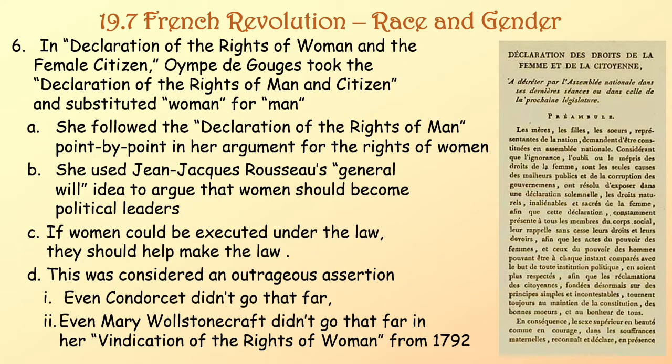In Declaration of the Rights of Woman and the Female Citizen, Olympe de Gouges took the Declaration of the Rights of Man and Citizen and substituted woman for man. She followed the Declaration of the Rights of Man point by point in her argument for the rights of women. And she used Jean-Jacques Rousseau's general will idea to argue that women should become political leaders. If women could be executed under the law, they should help make the law. And this was considered an outrageous assertion. Even Condorcet didn't go that far. Even Mary Wollstonecraft didn't go that far in her Vindication of the Rights of Woman from 1792.